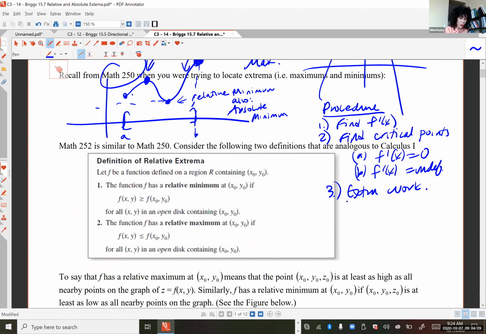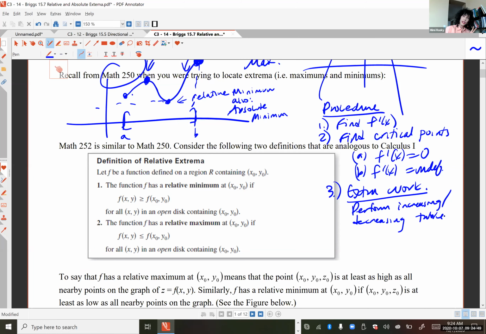So the extra work would be that you'd perform the increasing-decreasing test, which I love. That's where you make a big old table, an interval summary table, and see if f prime is increasing before the point and f prime is decreasing after, then you have a max.